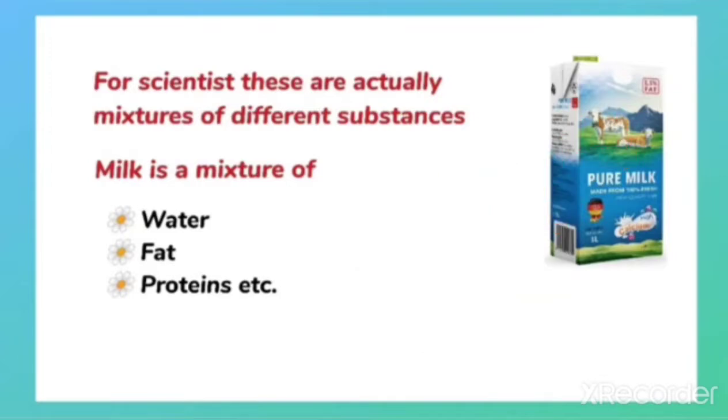Milk is a mixture, and it is a mixture of water, fat, proteins, etc. So here milk is a mixture. It is made up of certain pure substances that are mixed physically. Those pure substances are water, fat particles, and even proteins. So we can say milk is not a pure substance. Milk is a mixture of pure substances like water, fat, proteins, etc. So there are different types of examples of mixtures that we actually come across in our day-to-day life.